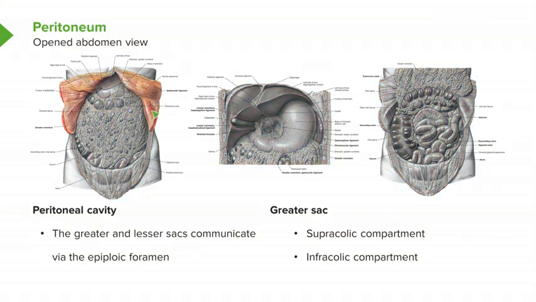Now, lining this surface will be parietal peritoneum. Tightly associated with the organs will be visceral peritoneum. And if it's not visceral peritoneum, it's going to be parietal peritoneum running along the posterior abdominal wall. And here we have this peritoneal cavity.